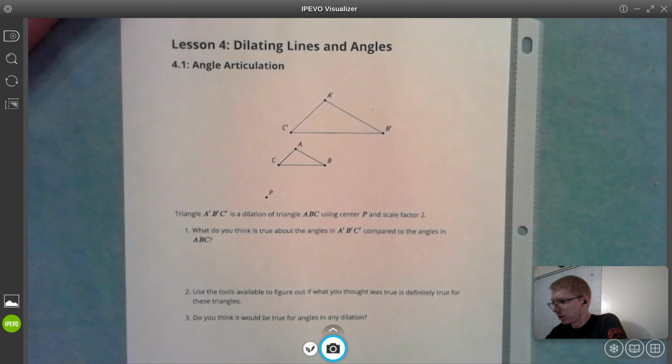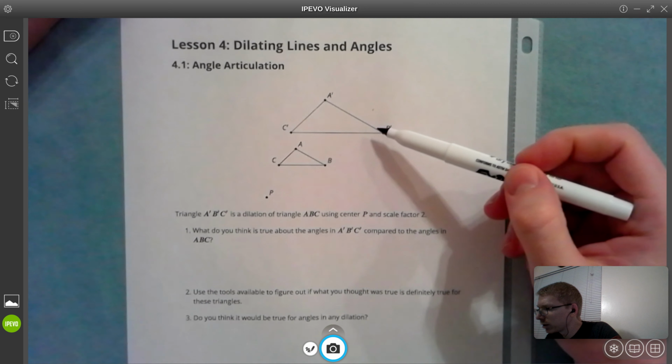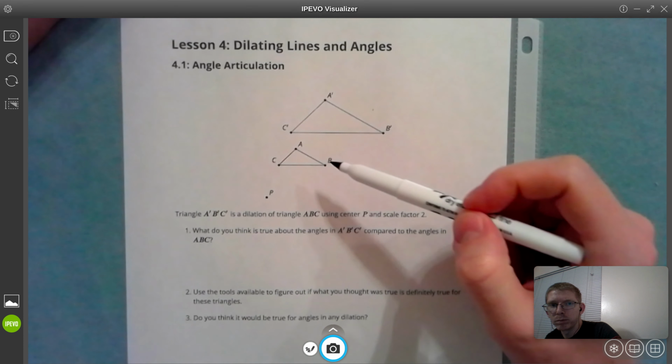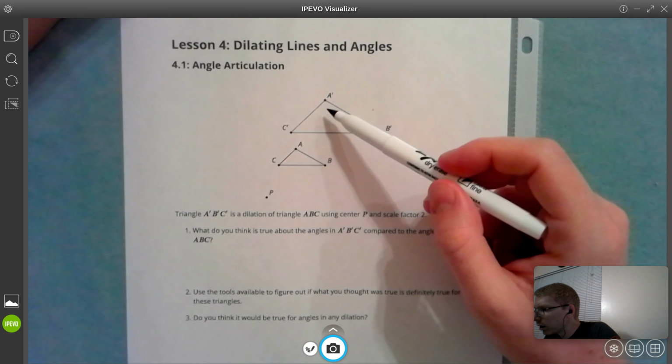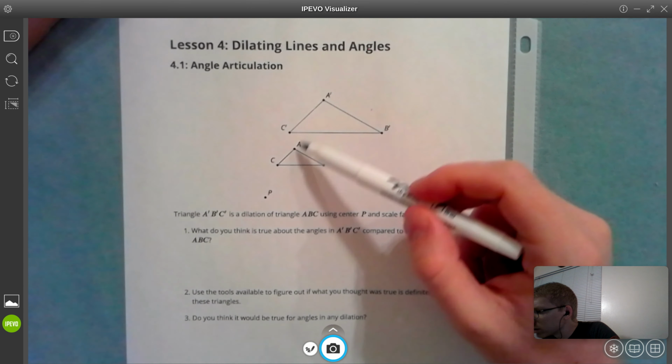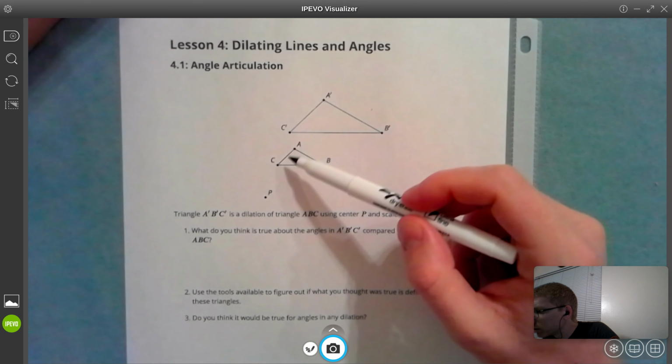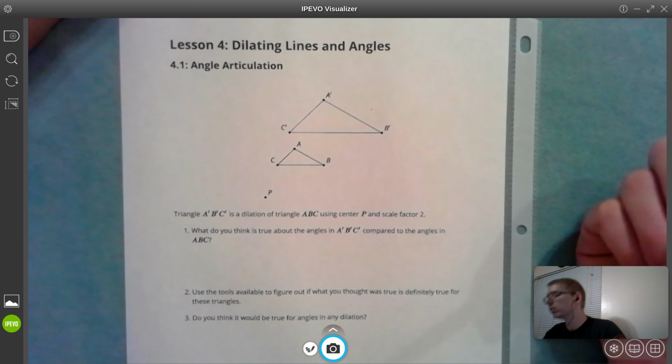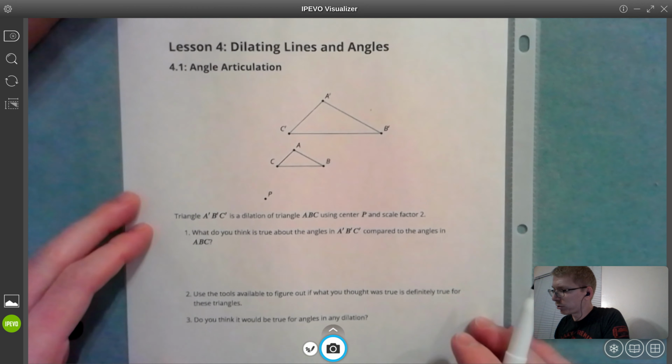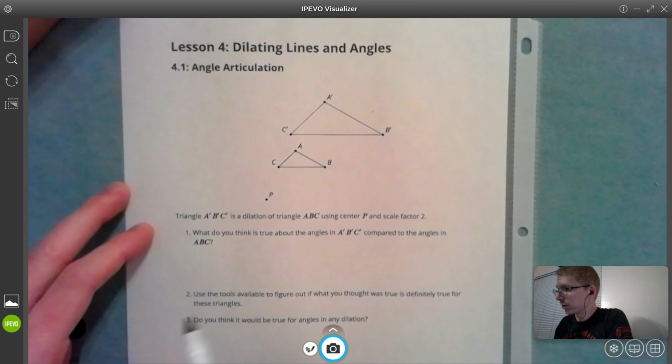Okay, and let's go ahead and go over the answers to these questions. So what do you think is true about the angles in A prime, B prime, C prime? Well, if I look at this angle, it looks about the same as that angle. If I look at this angle, it looks about the same as that angle. And if I look at this angle, it looks about the same size as that angle. So a guess that I think would be true about these angles is that they're congruent.